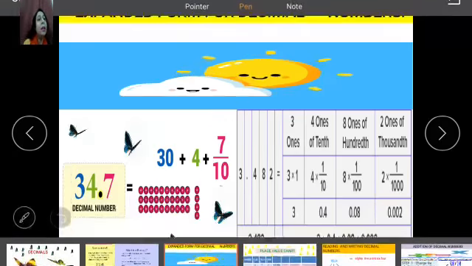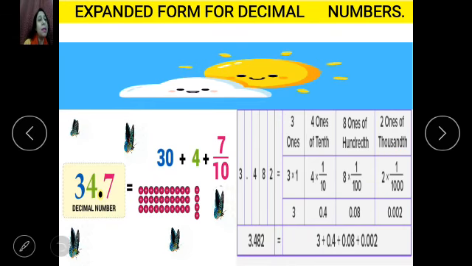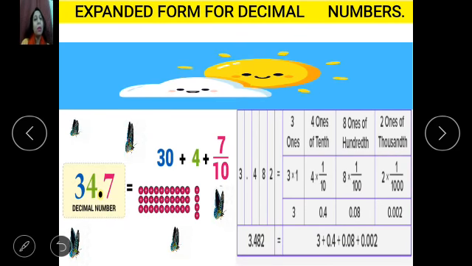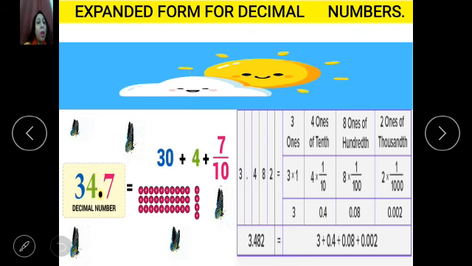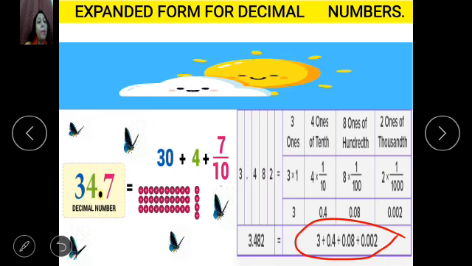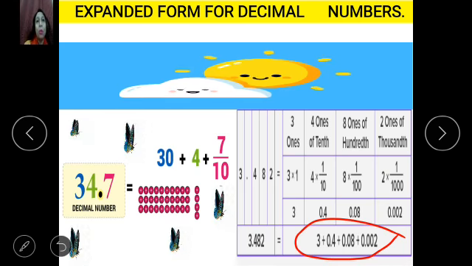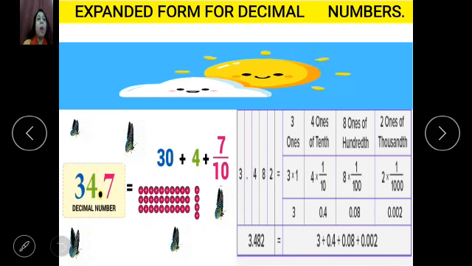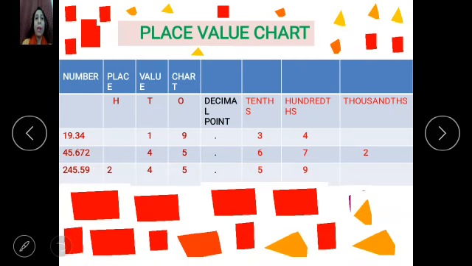Now come to the next. Here in 1000 three zeros are present. So you leave three places from the right and give a decimal point. So the number is 0.002. So now the expanded form is 3 plus 0.4 plus 0.08 plus 0.002. Like that you have to write. So this is the expanded form of decimal numbers. Now come to the next.